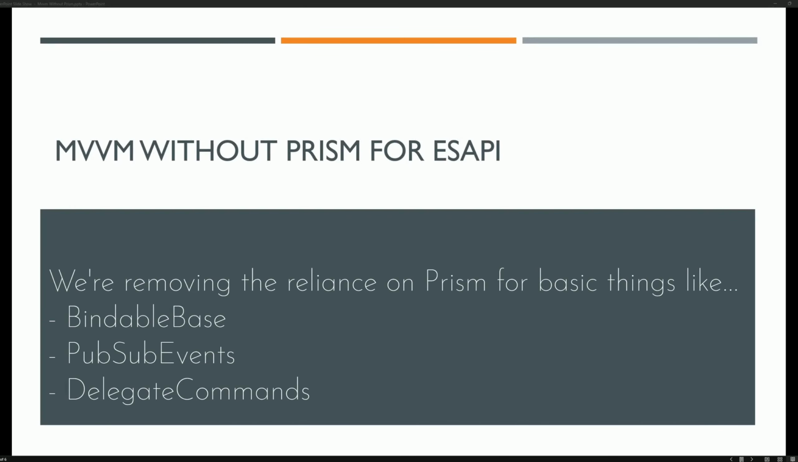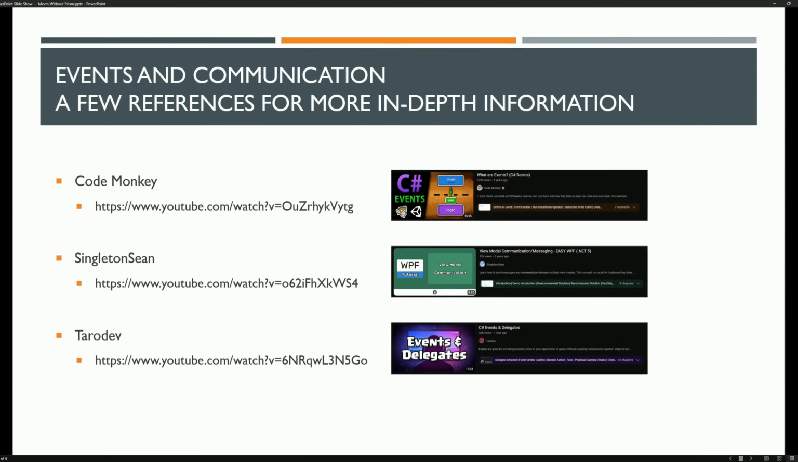Okay, so in the previous video, we started talking about removing the dependency of Prism for our ESAPI scripts. The reason that we use Prism generally is that we're trying to implement an MVVM architecture where we're just trying to update a view, use commands for button clicks, things like that. And so in this video, I want to talk about events and communication.